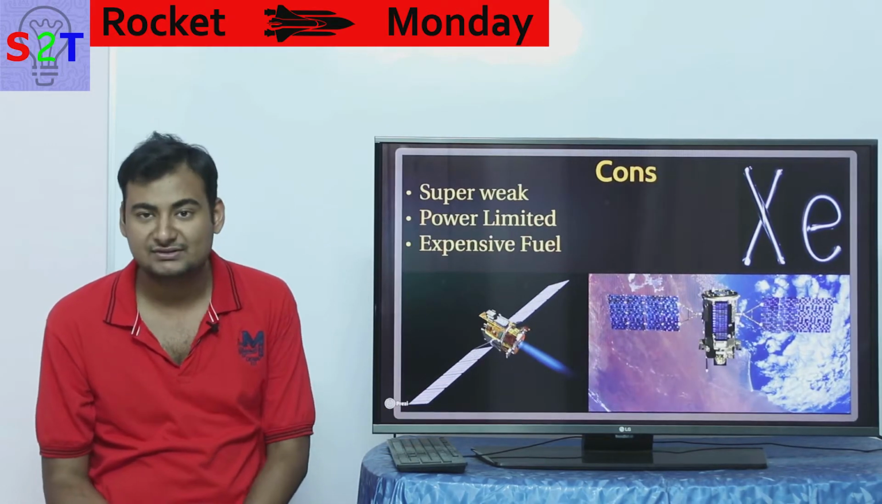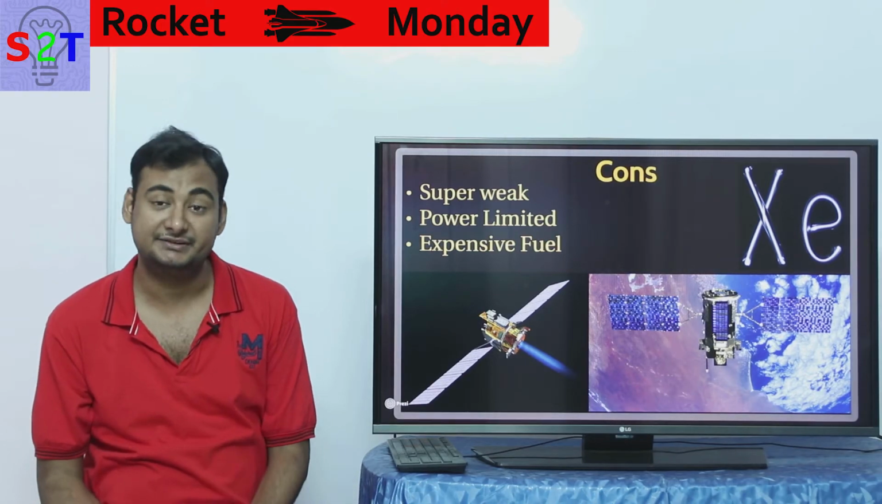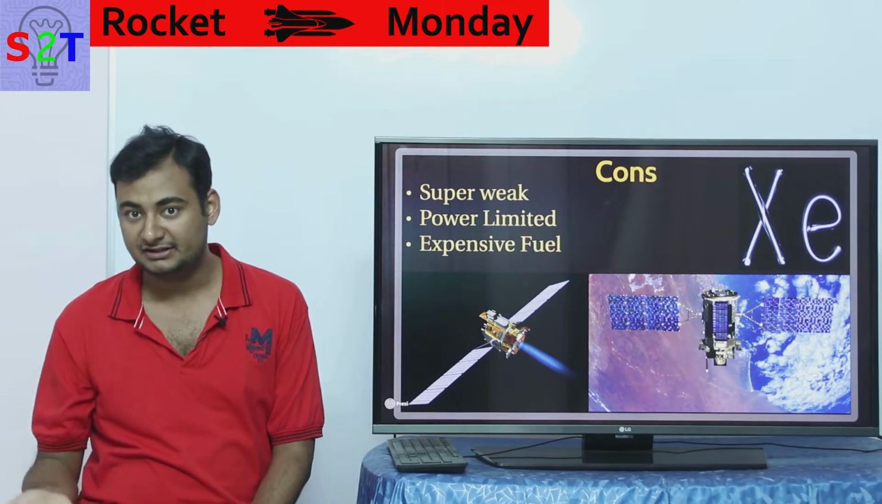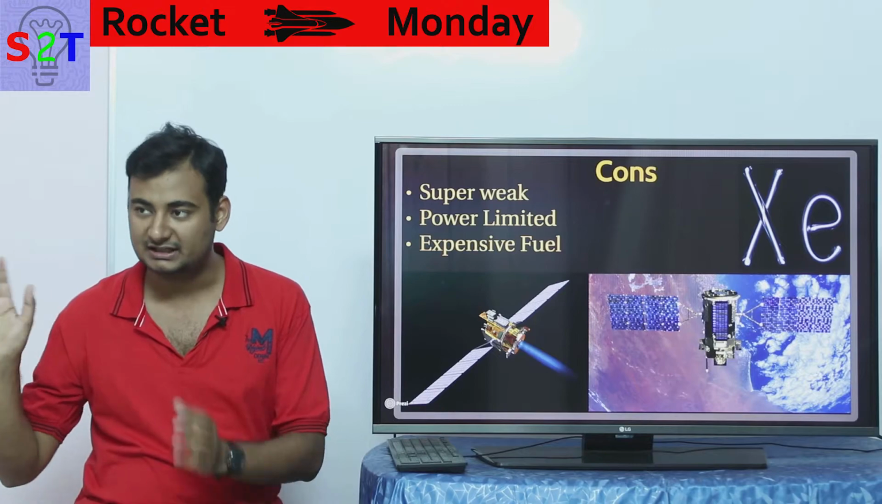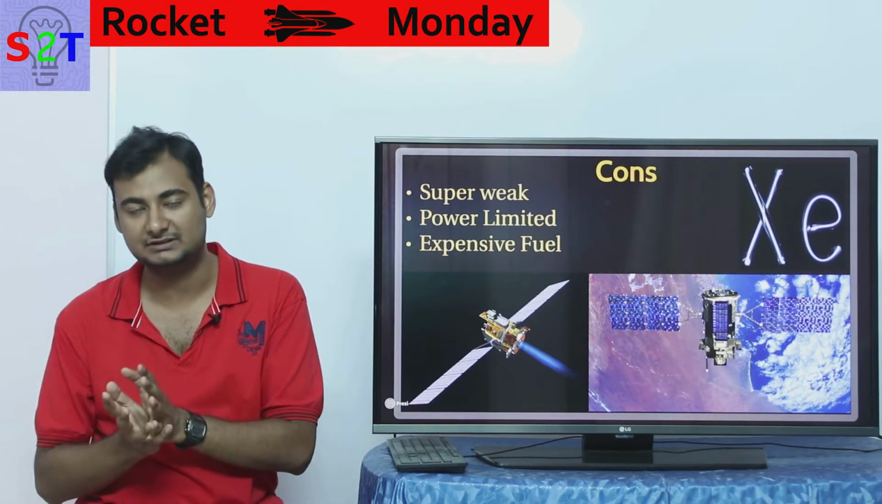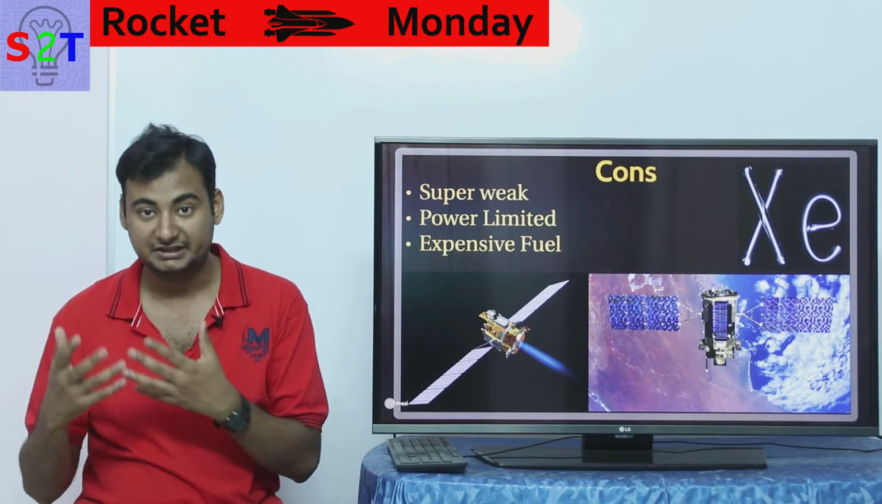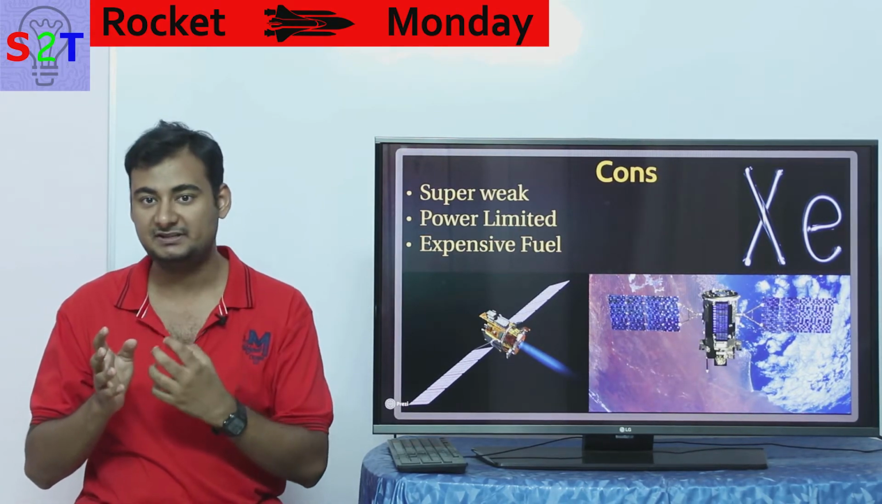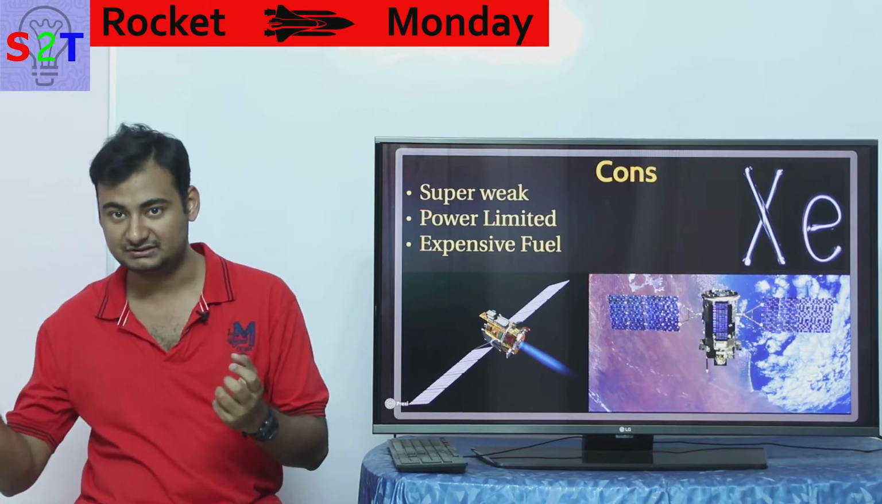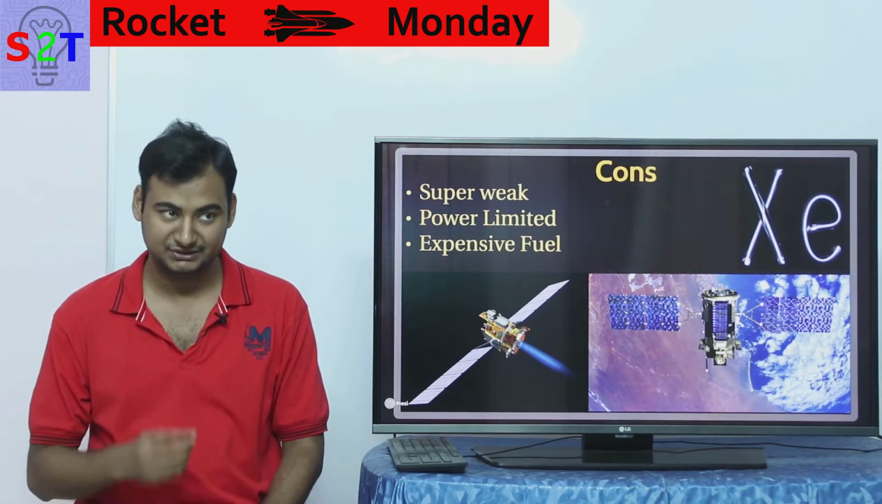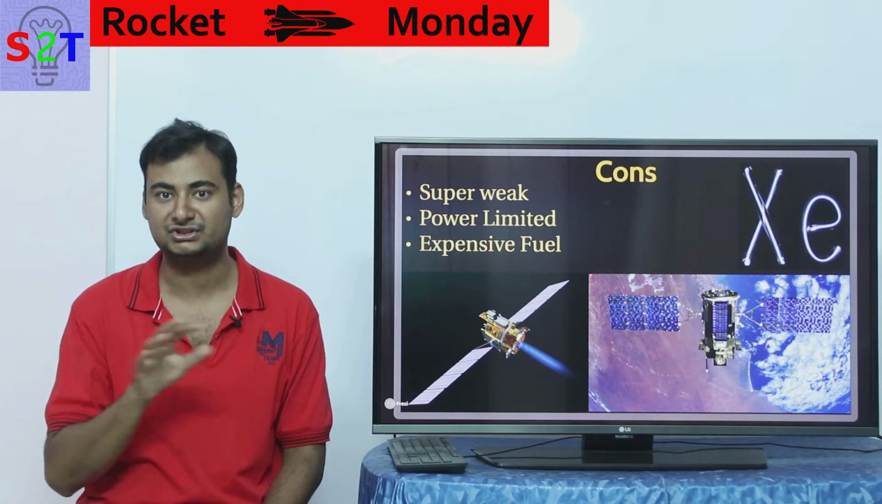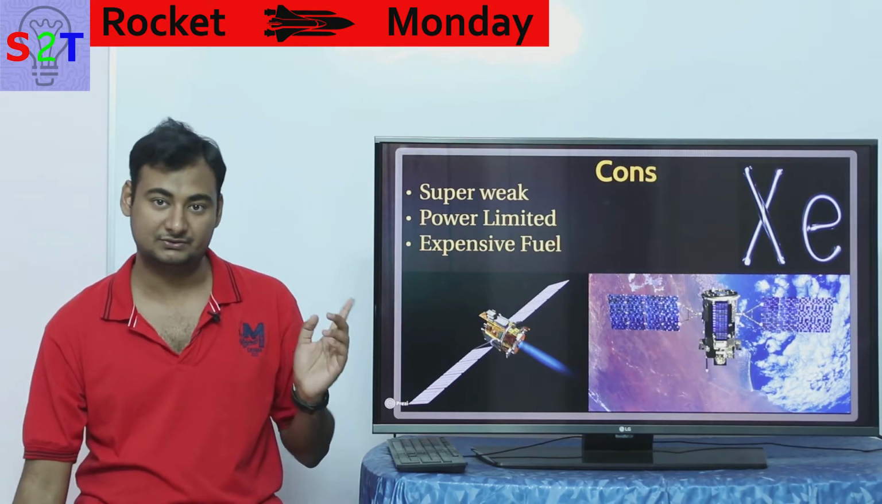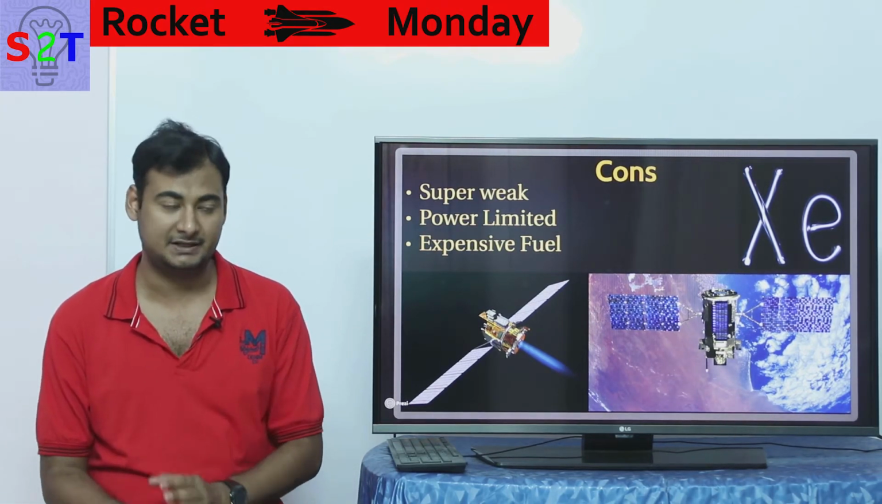So what are the consequences of it? The first and most obvious one is that it is very weak. And when I say weak, I don't just mean it can't get you off the ground, but in space also it's very weak. If you want to dodge, let's say, a debris coming at your satellite, you can't dodge using this. You need peroxide fuels for dodging maneuvers. You can't do quick maneuvers using this. It's very weak even in space.